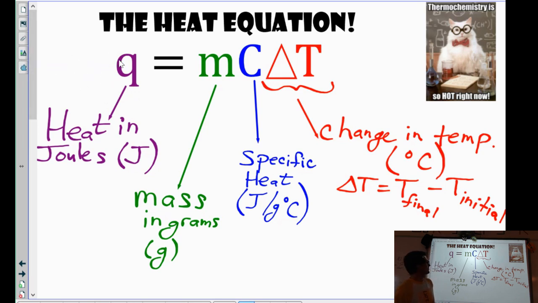So all these variables, Q stands for heat. We're going to use the units of joules. The abbreviation is J, J units. M stands for mass in grams. C is specific heat. Now this is a vocab term.